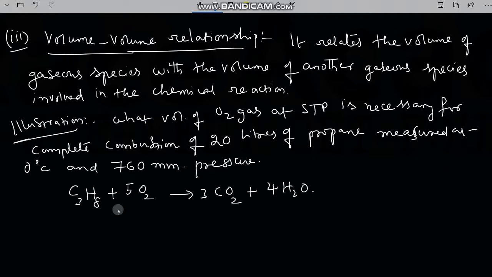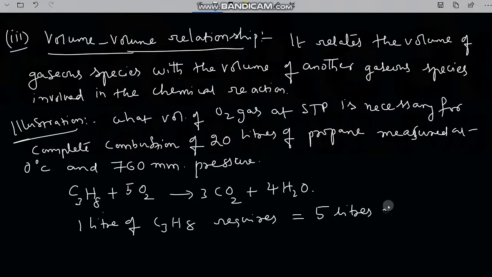From this balanced equation, we can easily tell what 1 liter of propane requires. If you take 1 volume of propane C3H8, how many liters of oxygen does it require? It is 5 volumes, so 5 liters of oxygen. Then in the question, 20 liters is given.